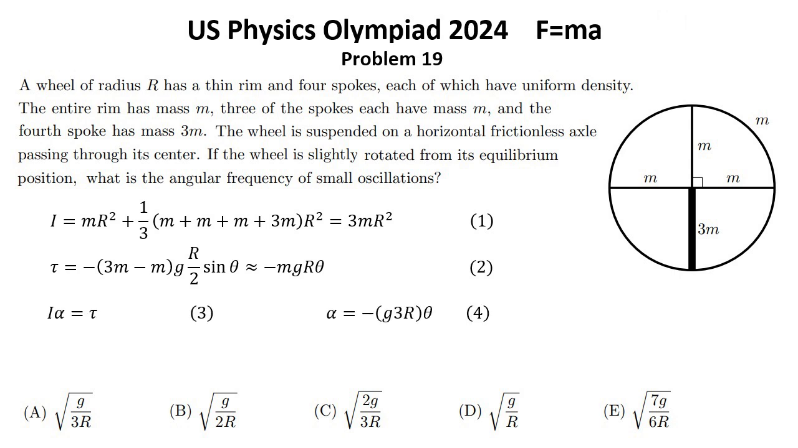So we have equation number 3 for rotational motion. As a result, we have expression 4 from which we read off omega equals square root of g over 3r, which is answer A. This was the solution to problem number 19.